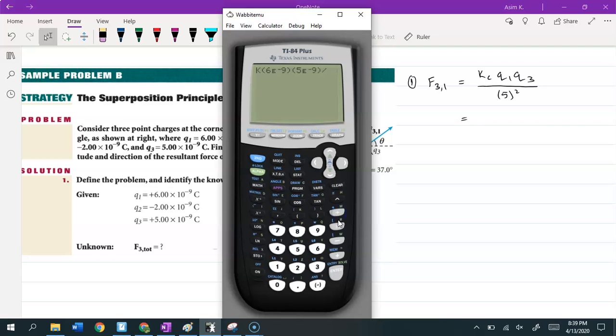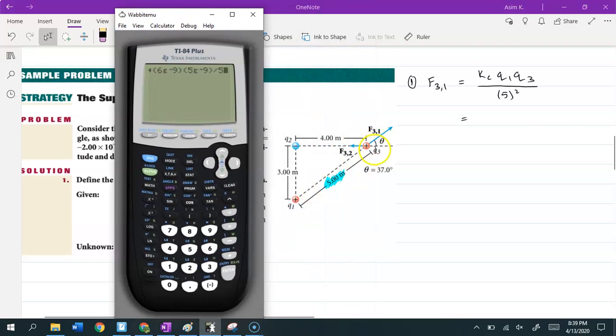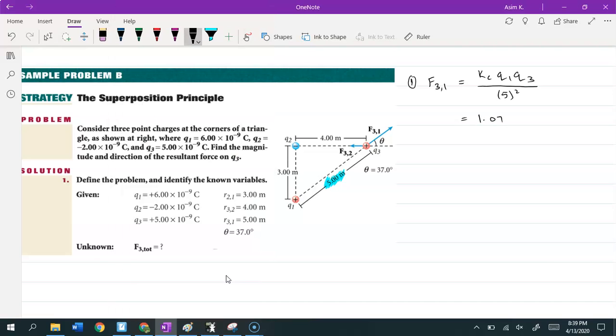And then you divide by the distance between them squared, and the distance between them was clearly labeled as 5, right? So you basically are going to divide by 5 squared, and the answer that we end up with is 1.0788 times 10 to the power negative 8 newtons. And so this is the force that is exerted on 3 by 1.